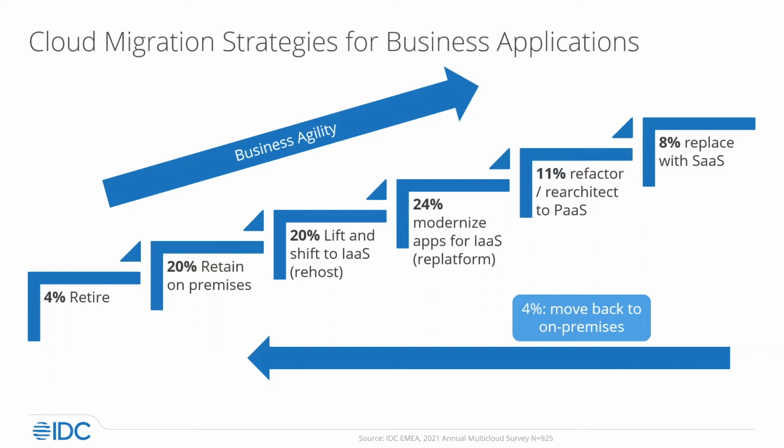And you can see that 20% of organizations are doing a straight lift and shift onto infrastructure as a service. But 24% of organizations are actually modernizing their applications before moving them onto infrastructure as a service. And another 11% refactor and re-architect their applications and go straight to platform as a service. And the interesting shift that we've seen here is that organizations are moving on from a straight lift and shift into this modernize first and then move into infrastructure or platform as a service. And this modernize piece is actually very often about containerizing the applications before moving them onto the public cloud.